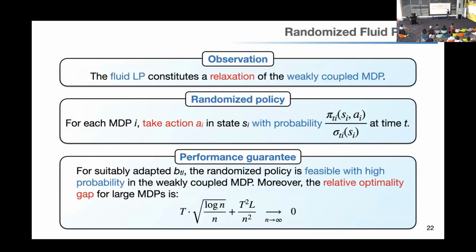Now, what was non-standard was this performance guarantee, because the only other performance guarantee that we found in the literature for weakly coupled MDPs with this level of generality had an optimality gap that was exponential in the number of time periods.